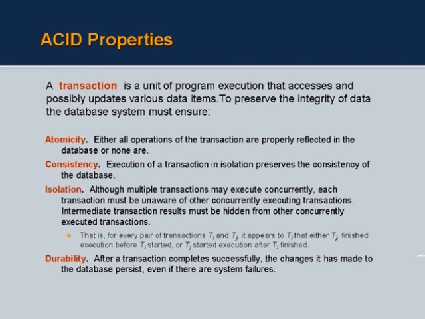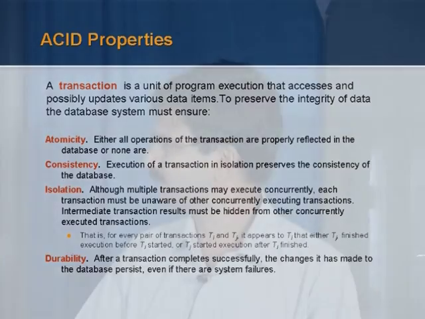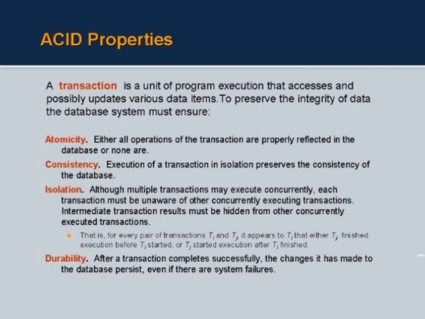Although multiple transactions may execute concurrently, each transaction must be unaware of other concurrently executing transactions. They should not be aware that something else is running, and therefore intermediate transaction states must be hidden from other concurrently executing transactions. Or equivalently, for every pair of transactions Ti, Tj, it appears to Ti that either Tj finished execution before Ti started or Tj started execution after Ti finished. So Ti cannot see an intermediate state of any transaction Tj. And durability, after a transaction completes successfully, the changes it has made persist, even if there are system failures.